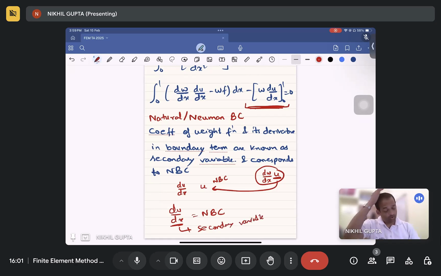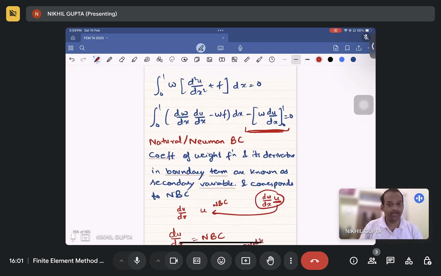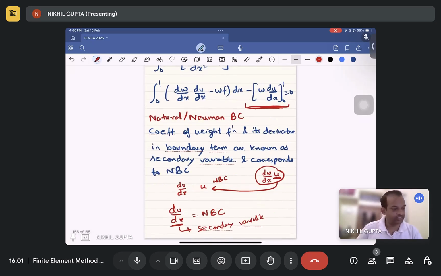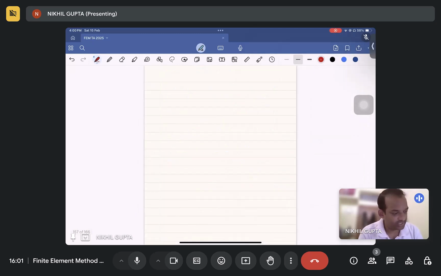Since you know in the axial problem what your Neumann and Dirichlet boundary conditions are, you can directly see and write. But in a general problem, you don't know what the boundary condition is. So this is the criteria by which you have to check. Similarly, I'll talk about the essential boundary condition as well.